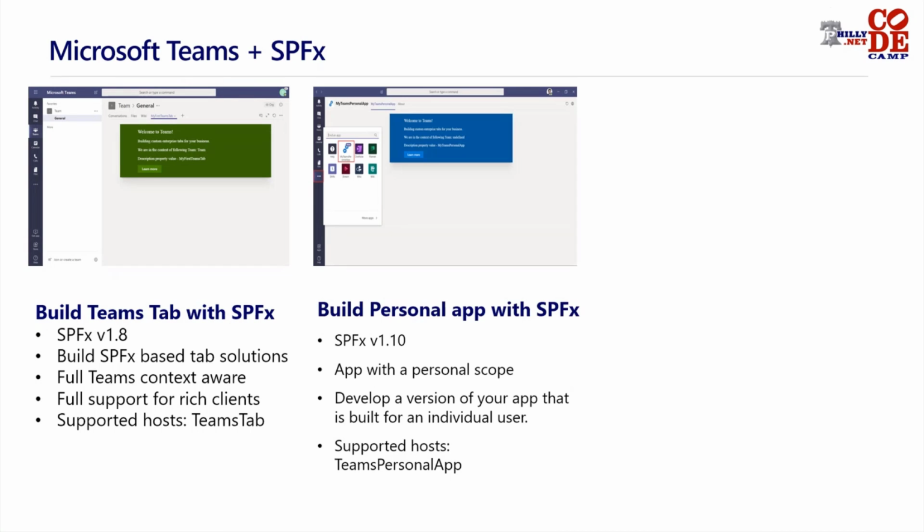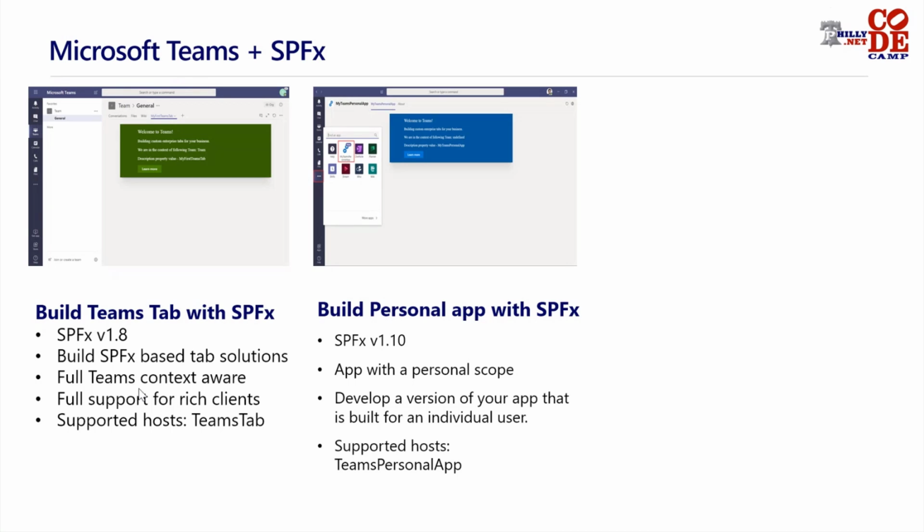The second option, just beside this, is how we can build a personal app with SPFx. As part of SharePoint Framework version 1.10, we also got some more capability to publish our SPFx solution as a Microsoft Teams personal app. A personal app in Microsoft Teams is nothing but an app that a user can install, which can then be accessed through the left rail of the Microsoft Teams app.